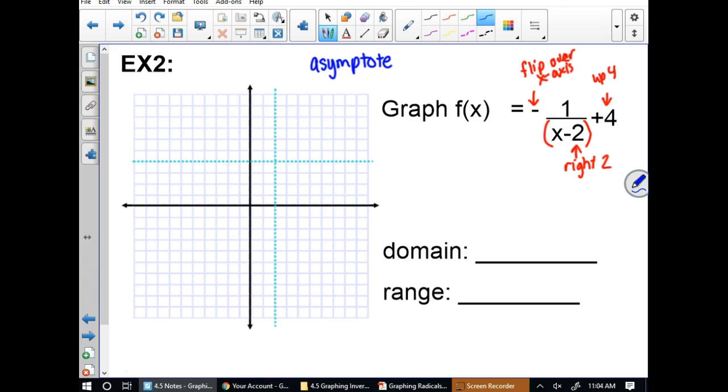Okay, so these, I guess I should put S on it. Those are your asymptotes. You have a vertical and horizontal.